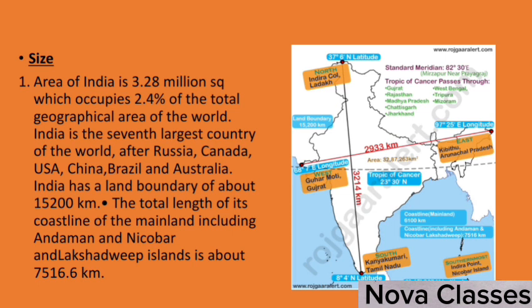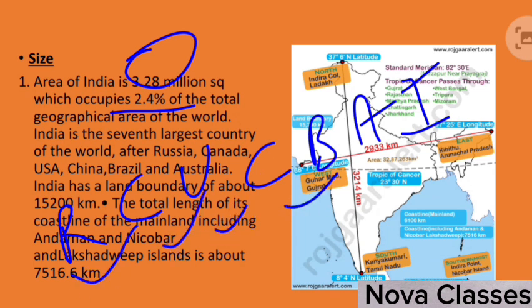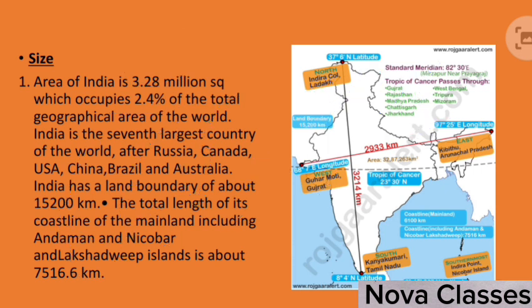So clear everyone? I hope you have clear what is the area of India. Can you tell me? Area of India is 3.28 million square kilometer. What is their percentage? That is 2.4%. What is the position of India? That is the 7th largest country. RCU and CBI. R for Russia, C for Canada, U for USA, C for China. Okay, and after that Brazil, Australia, and India. So that is the 7th largest country in the world.